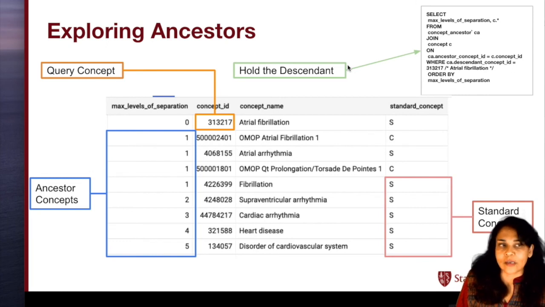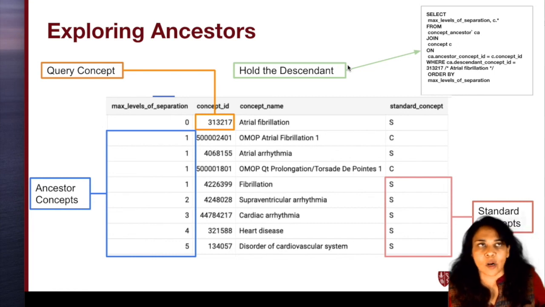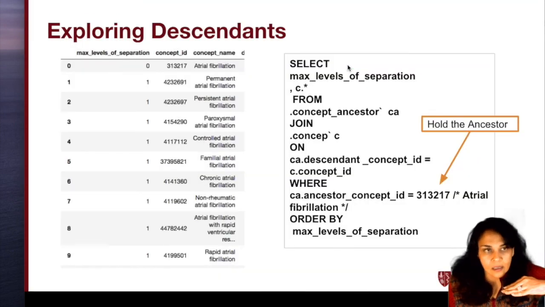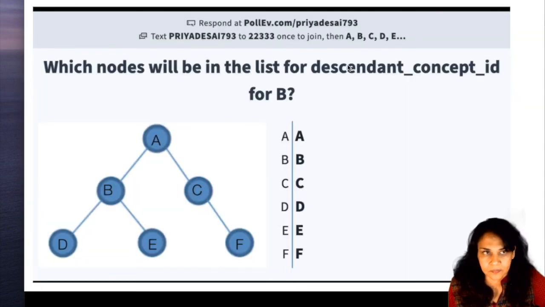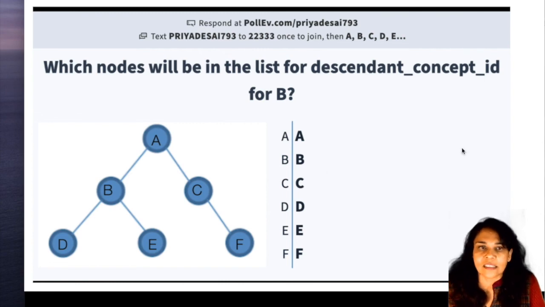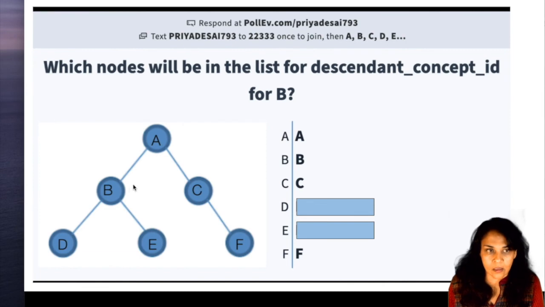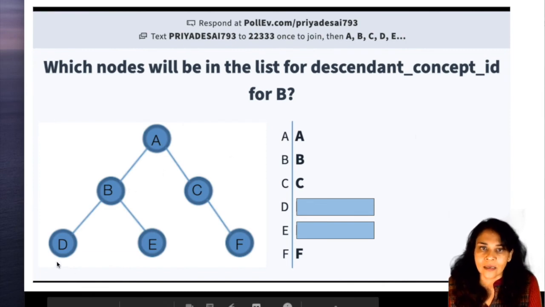The way we actually explored the concepts, the ancestor or descendants, is if you want to find the ancestors, hold the descendant and say, give me all the ancestors. If you want to find the descendants, you say, hold the ancestor, give me all the descendants. Which nodes will be on the list of descendant concept ID for B? Take a minute to think. The descendant concept ID for B will be both E and D.